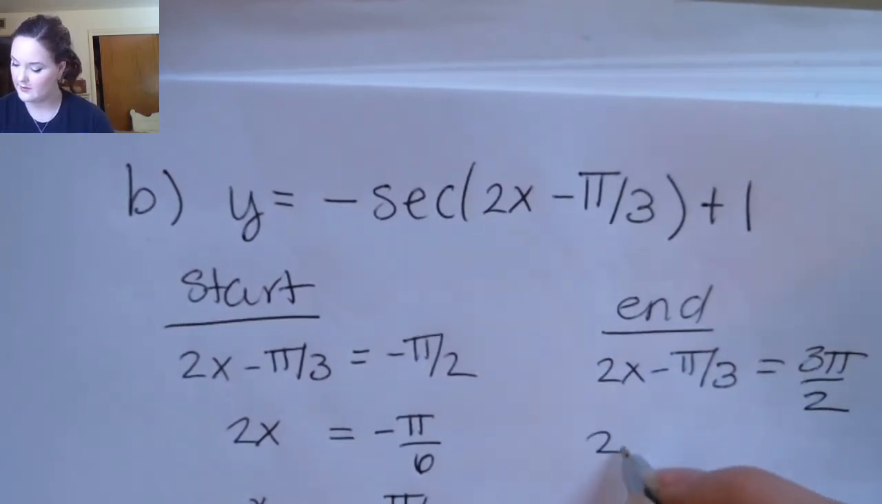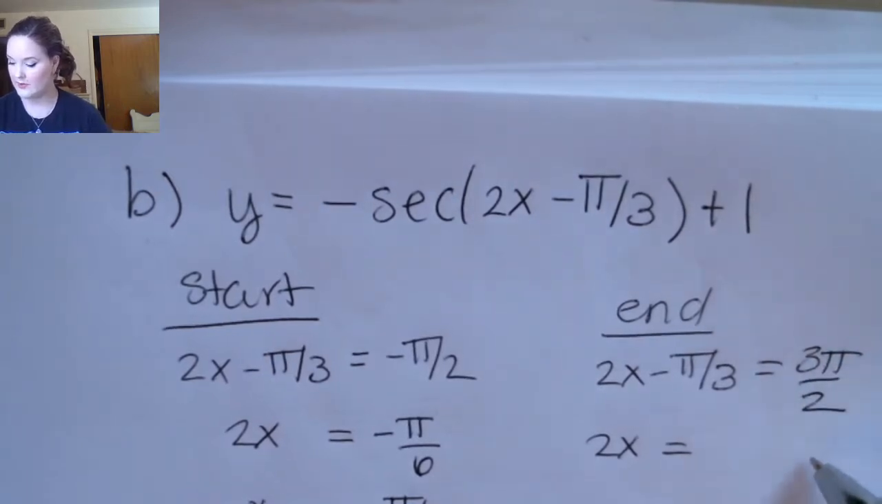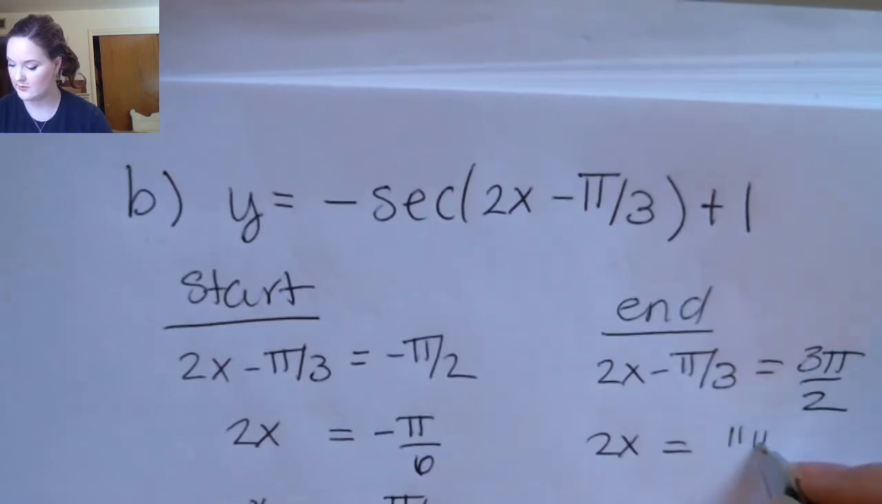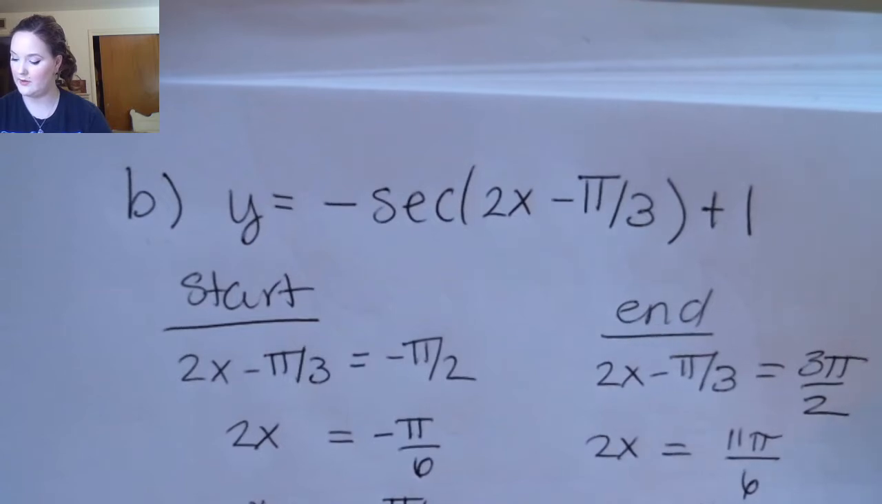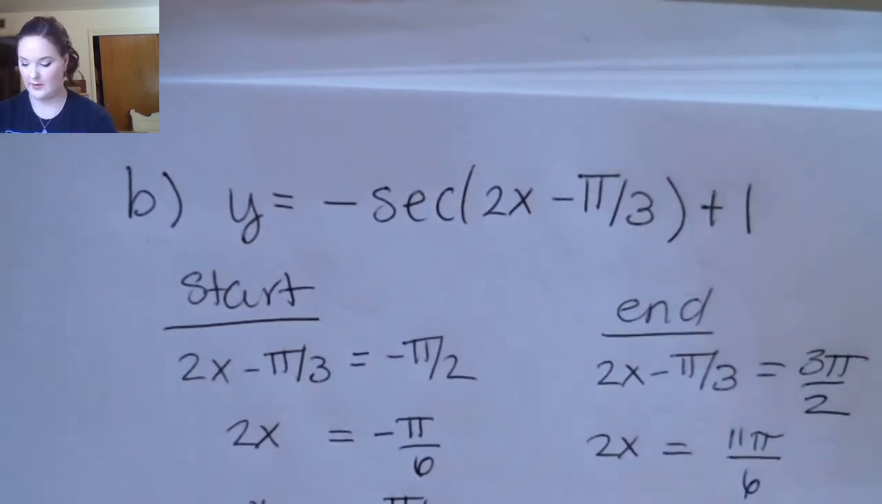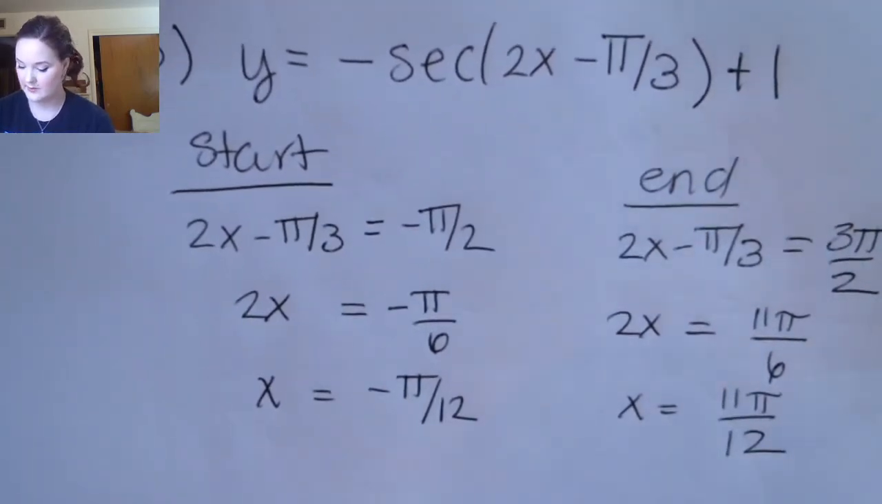And then here, 9π/6 plus 2π/6 is 11π/6. So that gives me 11π/12. Okay, looks good. So let's do our graph.